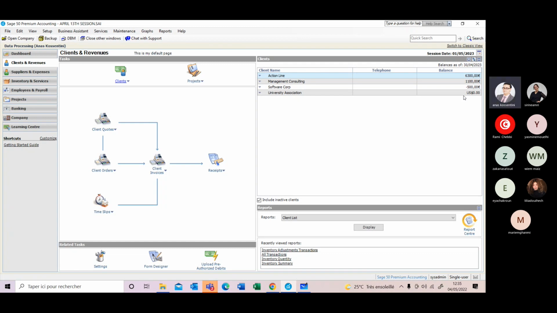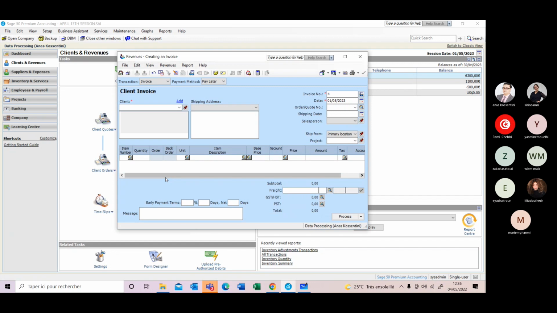Then you go to client invoice and you are going to create an invoice with this customer. Okay? Let's say on May 1st, we keep the same date, invoice number 4. Okay? You select the customer, University Association. You see, guys, there's something interesting appearing here. Is the exchange rate, right?